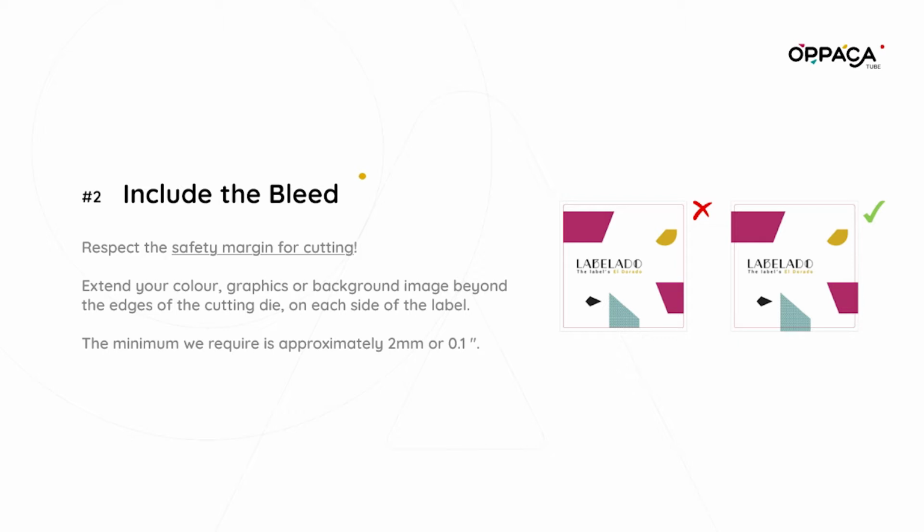Inserting a safety margin consists in extending the color, graphics or background image beyond the edges of the cutting die on each side of the label. The minimum we require is approximately 2 mm or 0.1 inches. The bleed ensures that the entire background is printed and not cut off during production. For example, if you want a print of a 50 by 50 mm label, the background must be at least 54 by 54 mm.